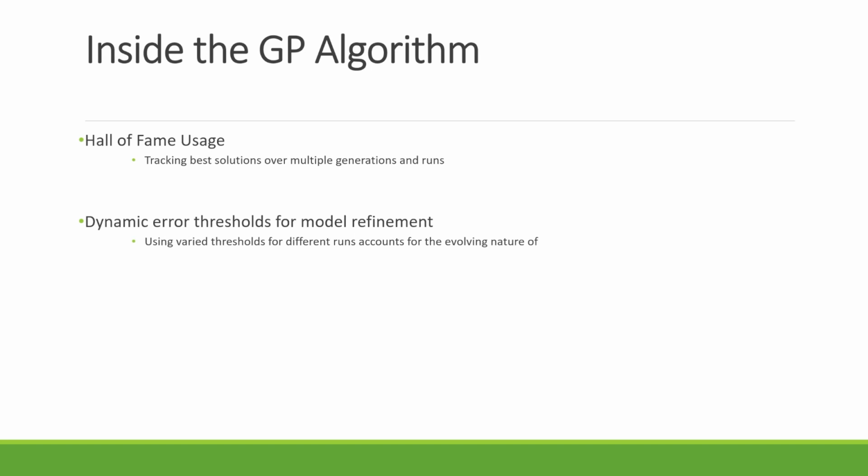I also use dynamic error thresholds for model refinement. Basically, for run 1, I'm setting a more strict delta between the validation and the fitness. And then after that I'm a bit more lenient, and I found that this worked pretty well.